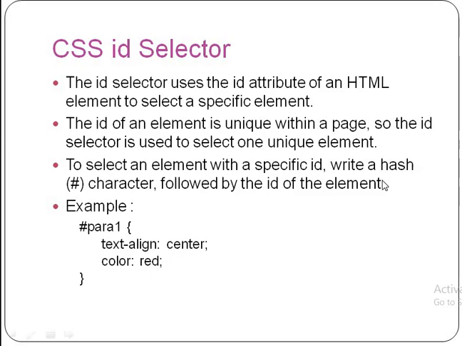So, here an example is written, that is hash para1. So, para1 is the ID of a particular HTML element, and while defining the ID selector, you have to include the hashtag before the name of the ID. And the properties set here are text align, center and color red. Now let us see how this works with the help of a program.